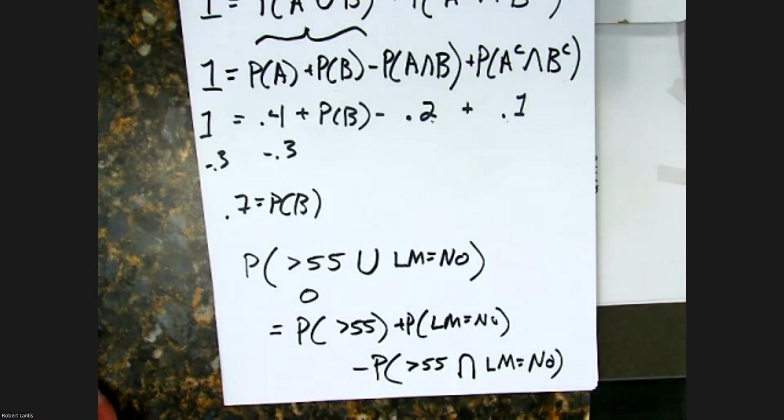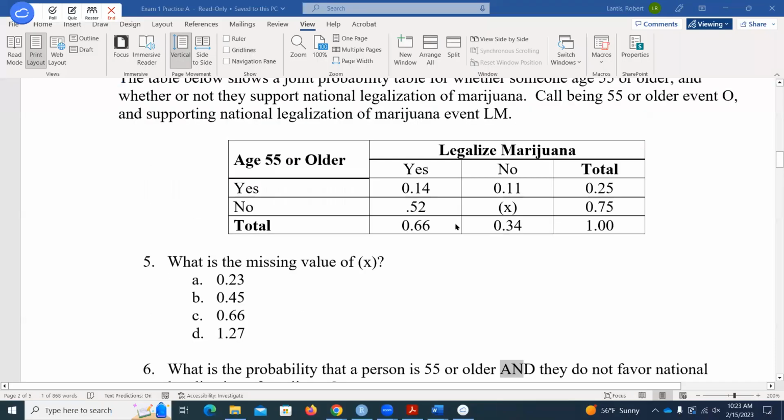Now from here, hopefully this is fairly easy, because if we go up here, what's the probability that someone is older than 55? Well, that would be in our total, right? The probability they're older than 55 is 0.25.